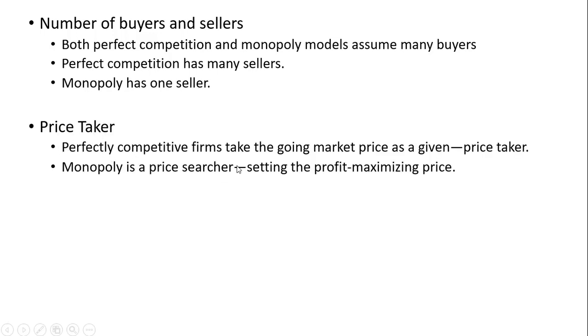Price taker. Perfectly competitive firms take the going market price, the equilibrium price, as a given, so perfectly competitive firms are known as price takers. A monopoly is a price searcher. A monopoly is trying to find the profit maximizing price. So a monopoly is a price searcher or a price setter.